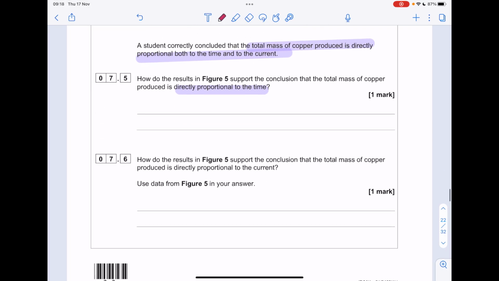Always look for it passing through the origin. If it does, it's directly proportional, as long as it's a straight line. If it doesn't, then it's not. It's just linear.